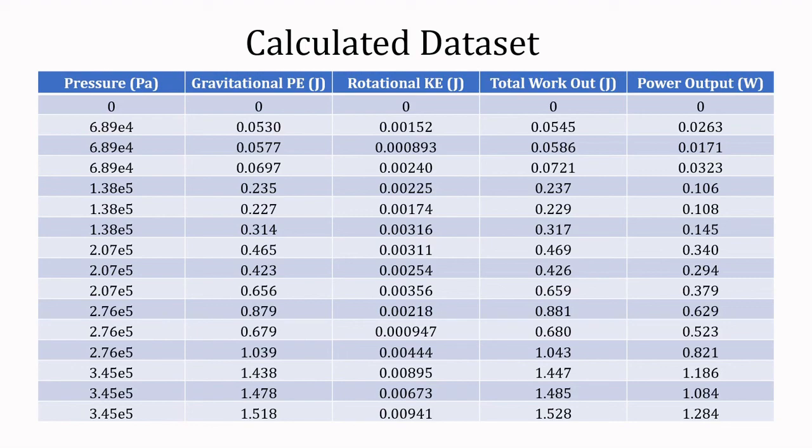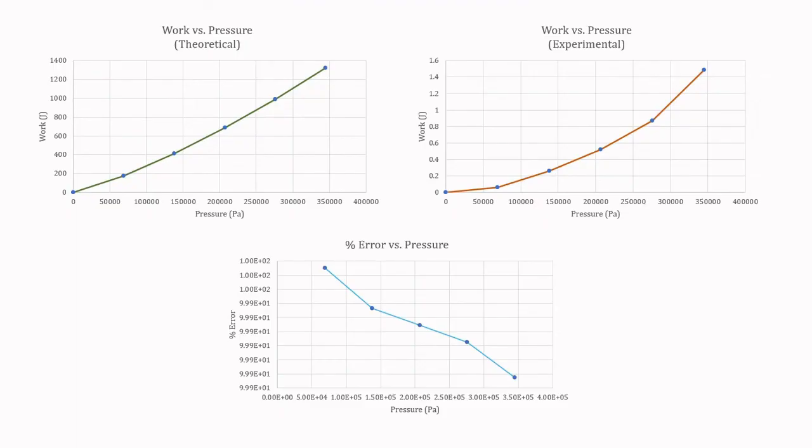So now we're going to average the three trials for each increment and plot that on a graph. So here's our data. You can see the theoretical graph definitely has a little bit of a curve to it, though it's not as pronounced as the experimental graph.